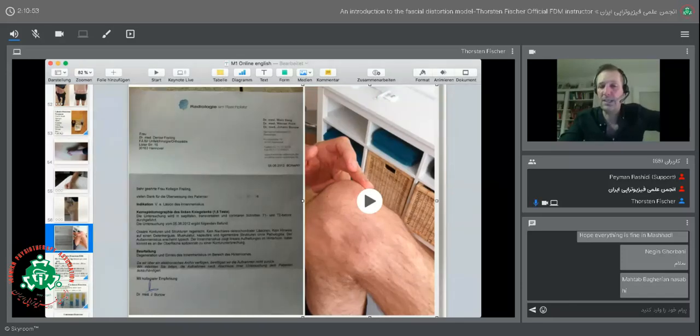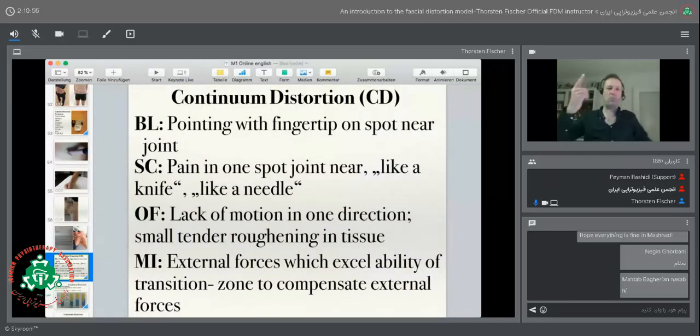So this is what we see in those patients. The body language is showing with one finger, one spot of pain. And now this is very important. You will hear a lot of times from the patient that the pain is like a knife or like a needle. It's a stinging pain. And a lot of times the patients, as I told you, make sounds. A lot of times I hear in the clinic the patient does something like this. So if you hear this sound, mostly it's a continuum distortion.